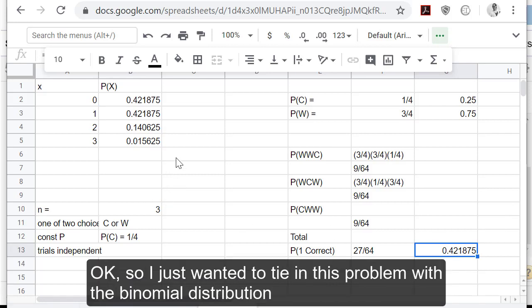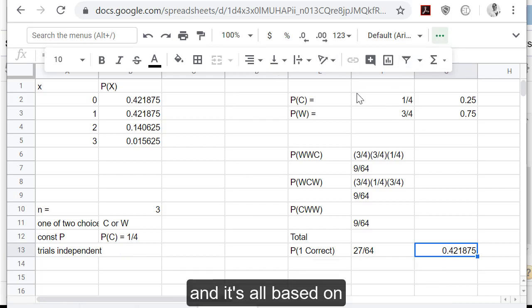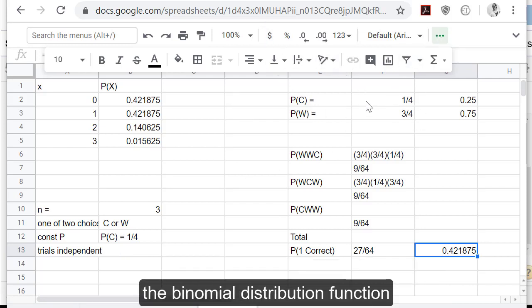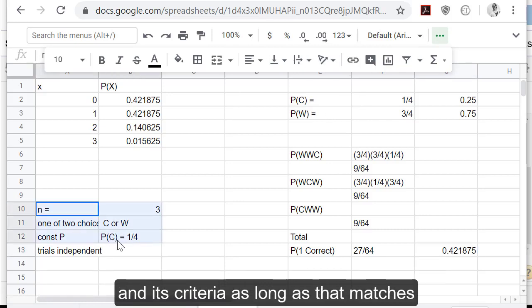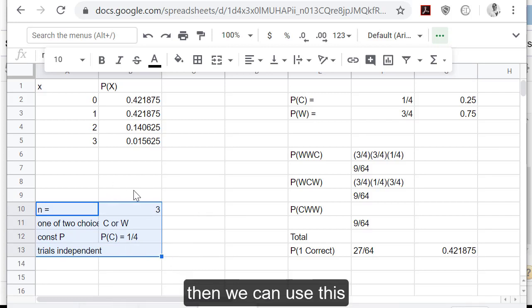Okay, so I just wanted to tie in this problem with a binomial distribution, and it's all based on the binomial distribution function and its criteria. As long as that matches, then we can use this. Alright, I hope that helps.